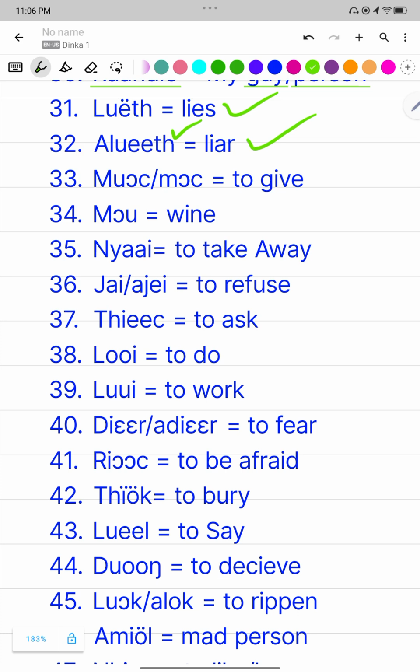Number 33. Much. Much or much means to give, to give something. Much ran a few means give the person water. Much thick well means give the woman money.